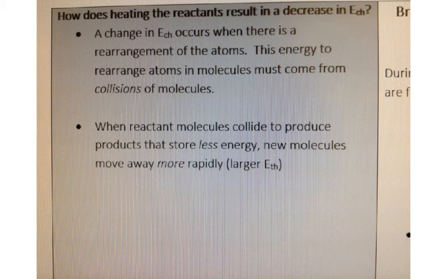So what happens with that one is you have ECH, which is, once again, how do you change your ECH? It's due to the rearrangement of atoms, either going to more or less energy. And how do you do that? You do it by the collisions of the molecules. So when reactant molecules collide to produce products that store less energy, the new molecules will move more rapidly away. So they'll go from higher chemical energy to lower, which means that they now will have more speed. So let's look at the LOL to try to explain this.